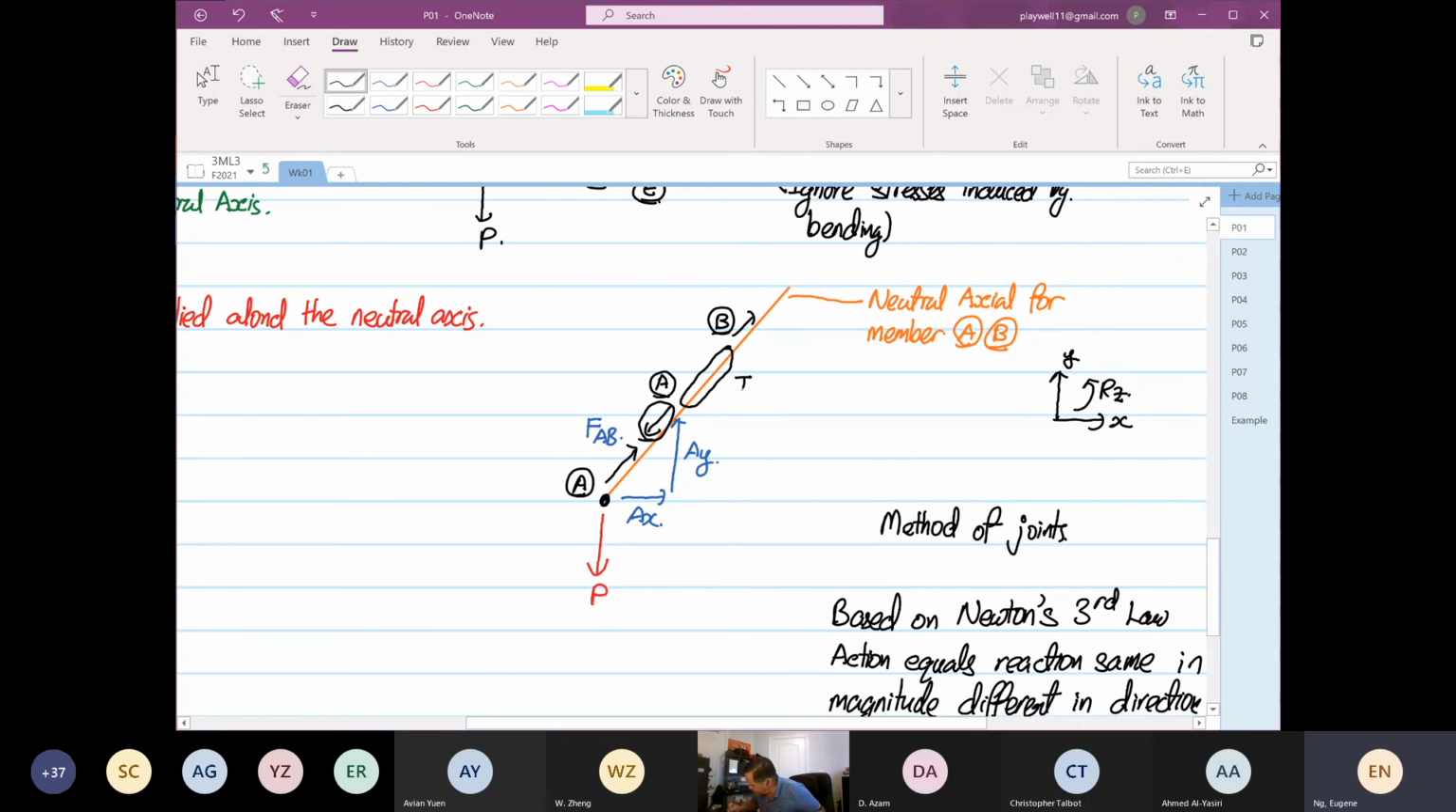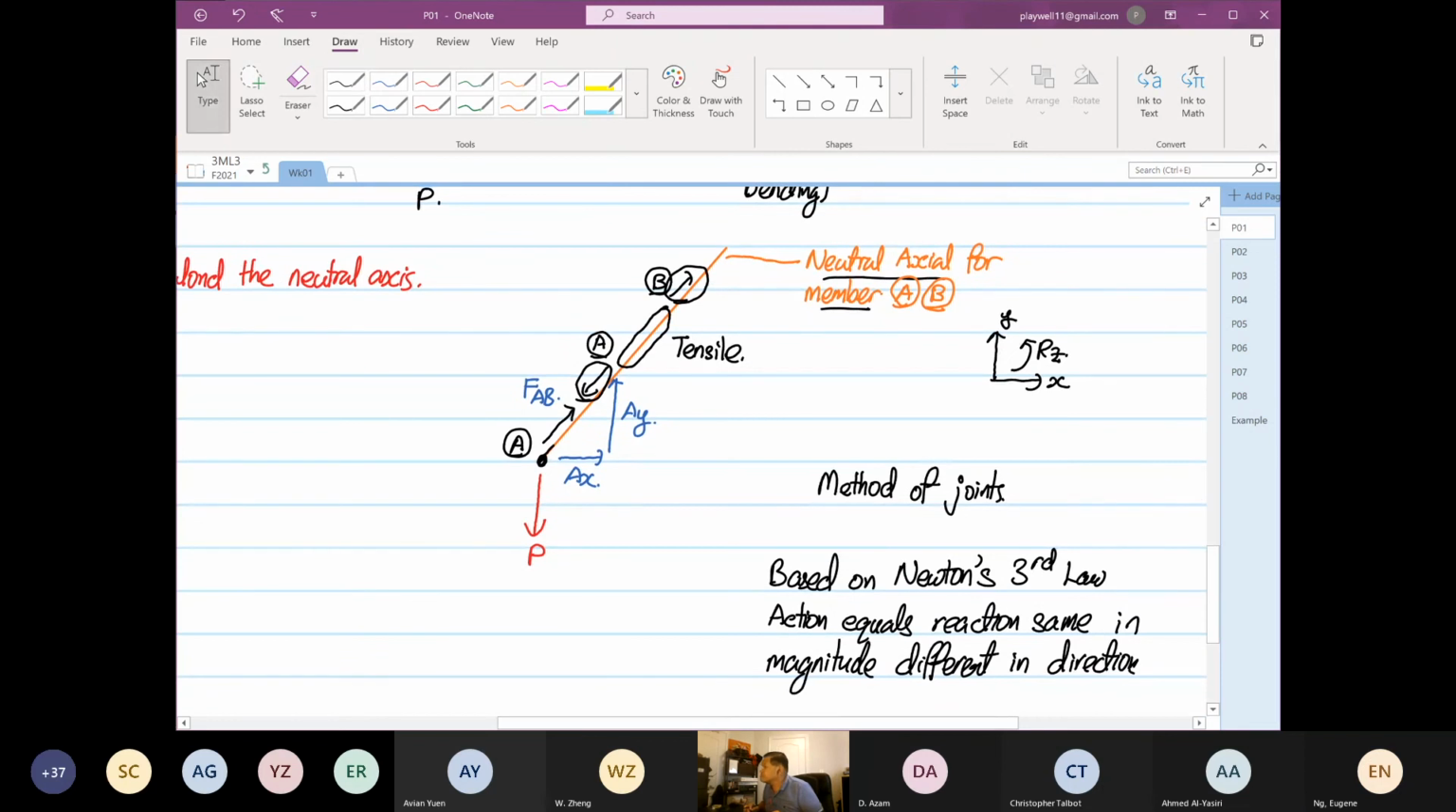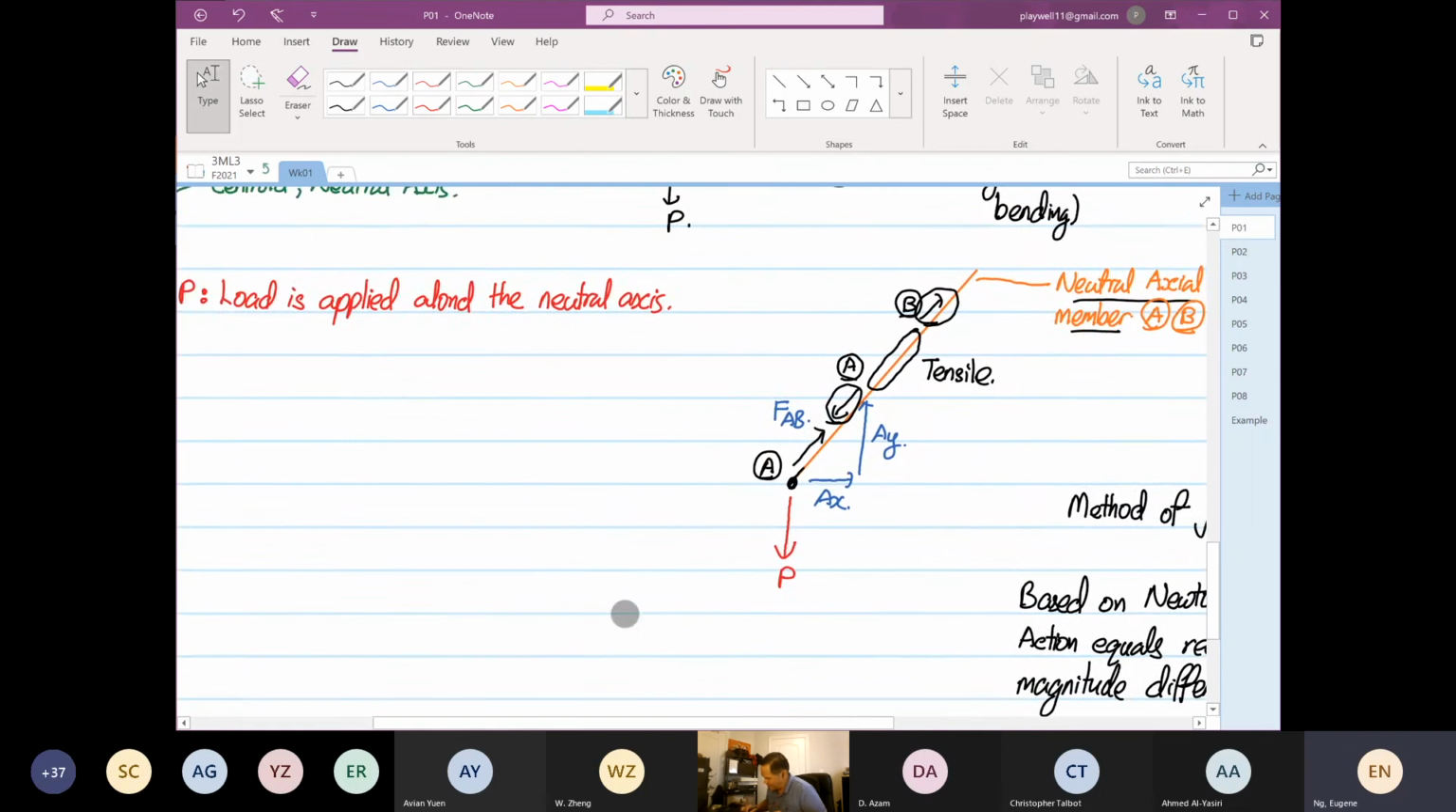So member AB is under tension. But if you look at how the forces are applied, okay, the forces are applied along, right? Along the what? Along the neutral axis of the member. So you guys have done this before in terms of truss analysis topic in 3SG3. Okay, I'm just going to bring it further. Okay, any questions so far? I don't hear much. Okay, right.